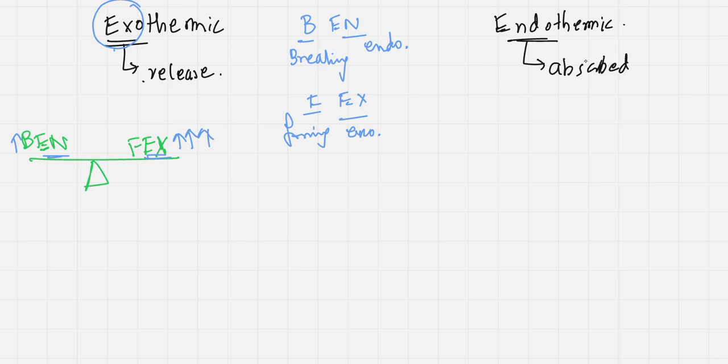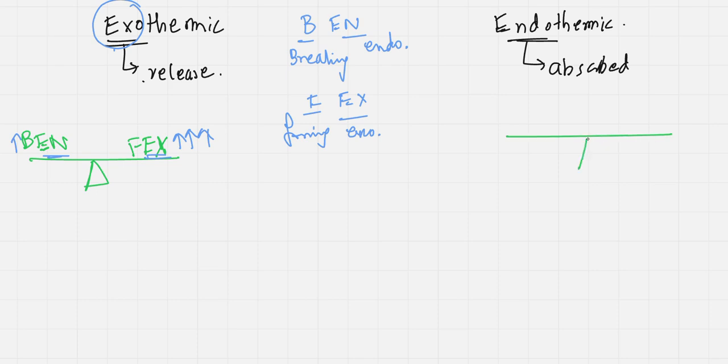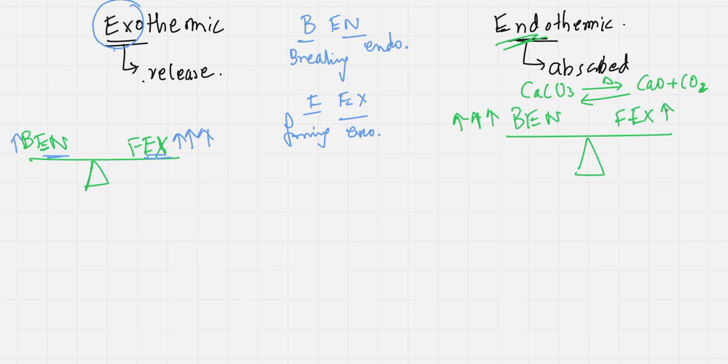Now in an endothermic reaction, you again have a seesaw over here with Ben-Fex. If it is an endothermic reaction, that means the Ben thing is happening way more and the Fex thing is happening less comparatively. Let's say this reaction is written as thermally decomposing calcium carbonate into calcium oxide and carbon dioxide.